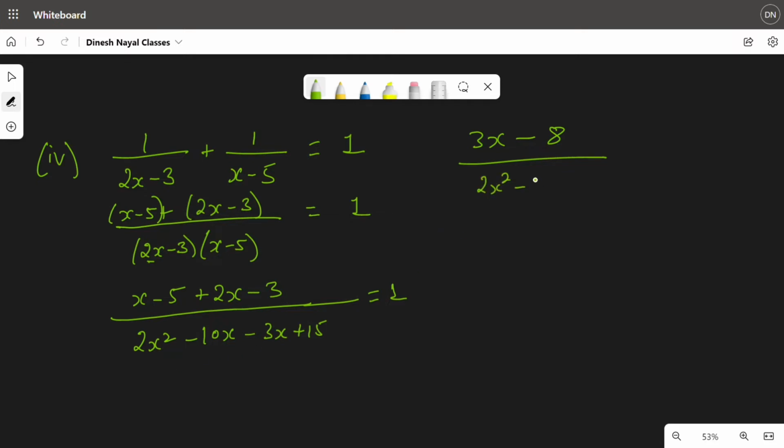This will be 2x square minus 15x, sorry. Minus 10x minus 3x is minus 13x. Now cross multiply. Okay, so there is 3x minus 10.